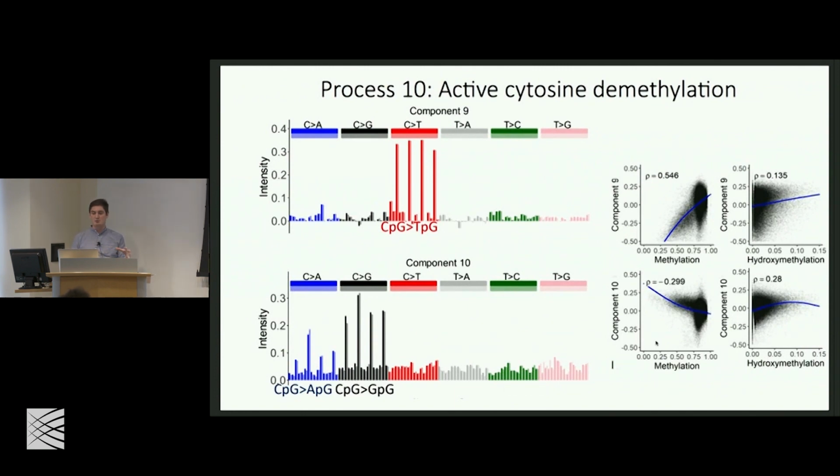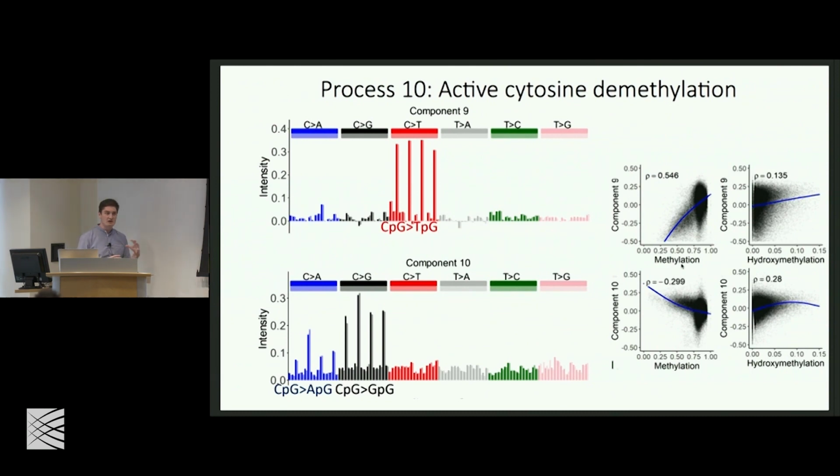And basically, these two processes have polarized properties. Cytosine deamination is active in methylated regions, and this is due to a chemical property: methylated cytosines deaminate at a much higher rate. On the other hand, the mutational process 10 is active only in non-methylated regions.